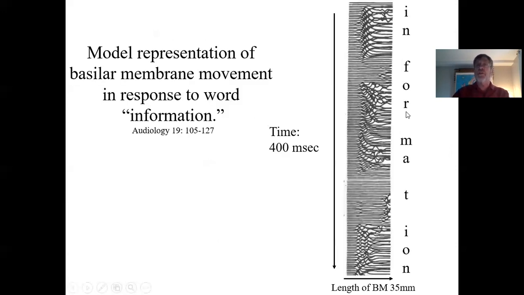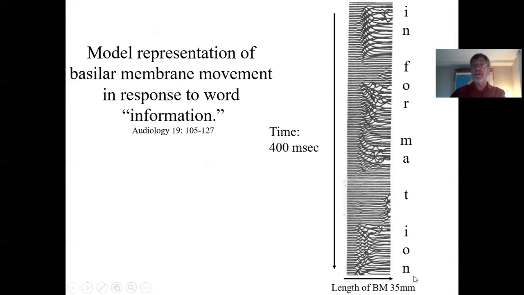Here's the word "information." And look at all the traveling waves. If this is the apex, and this is the base. In, why? Low frequency, look at where the peaks are, toward the apex, because I'm saying a vowel sound, which is low frequencies. Here's the letter F. Tiny little traveling waves confined to the base. For, me, shh, high frequency consonants again. Little tiny traveling waves here.